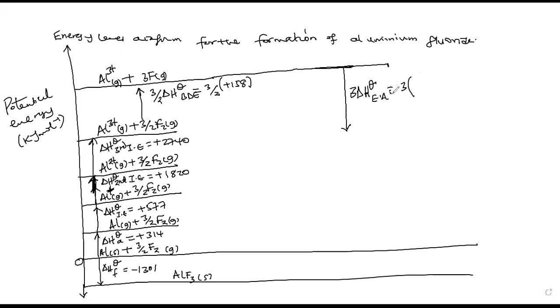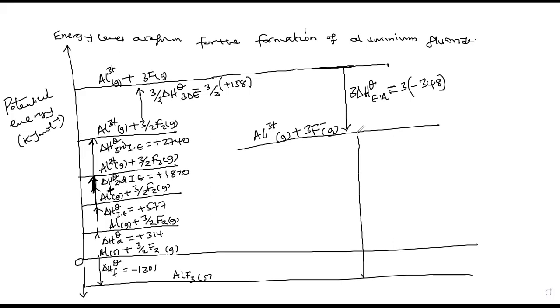So it will be 3 into negative 348. So at this rate, we form a unipositive, so it is going to be aluminium 3 plus gas, of course, plus 3 fluoride ions since we are forming 3 gaseous atoms. And this one will give us directly what we call aluminium fluoride. So these gaseous ions can combine to form a crystal lattice, and that is what we call the lattice energy. So we shall have the H lattice. That is what we call the energy level diagram.